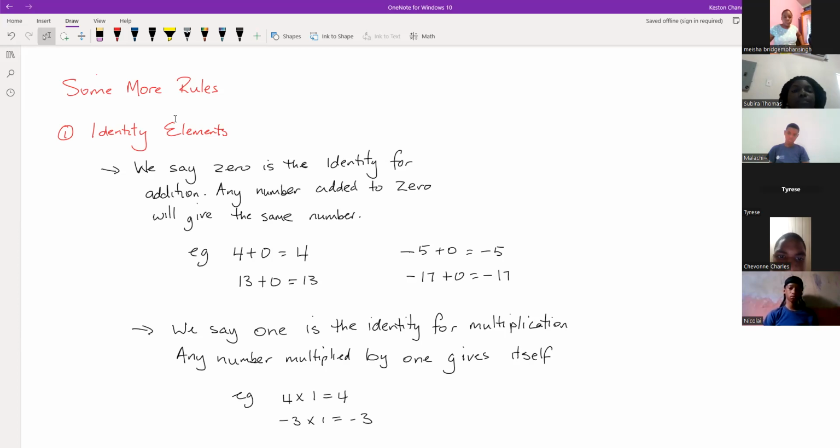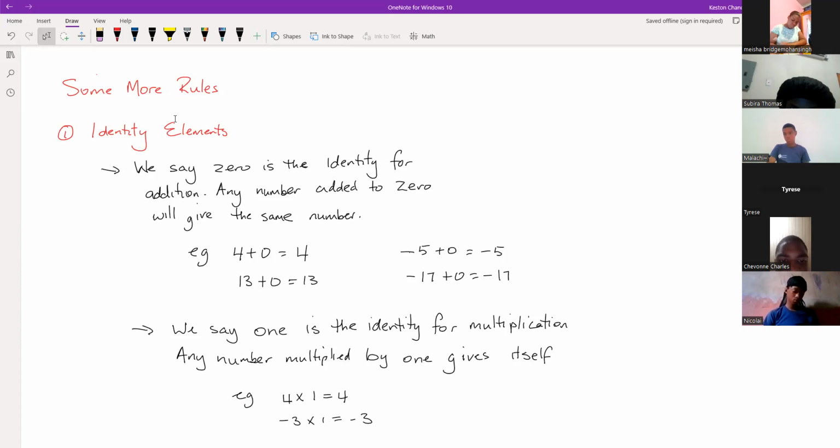So 0 is the identity for addition. Anything added to 0 is going to give itself the same number. For multiplication, the identity is not 0, but 1. Anything multiplied by 1 is going to return itself. So 4 multiplied by 1 is going to give us 4. Negative 3 multiplied by 1 is going to give us negative 3.